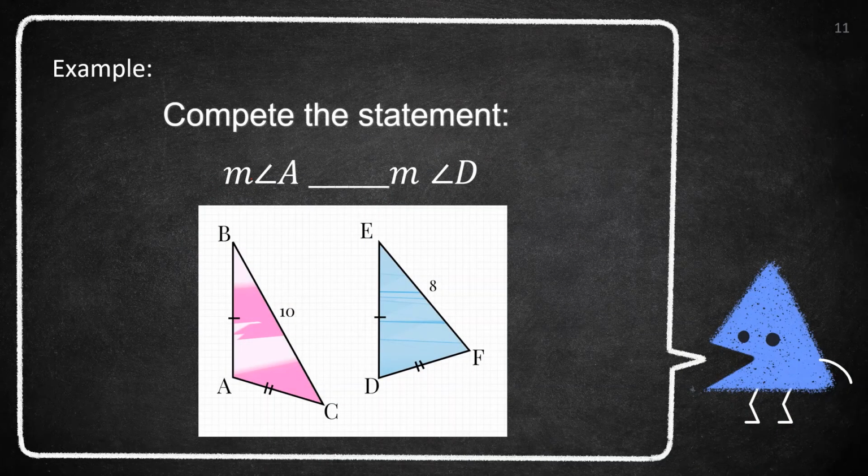Another example, so let's complete the statement. What can you say about the measure of angle A compared to the measure of angle B based on the figure? So let us see. AB is congruent to ED and AC is congruent to DF. And BC is 10, EF is 8. Since BC is longer than EF, what can you say about its opposite angles? Okay, so we can now say that angle A is greater than angle B.